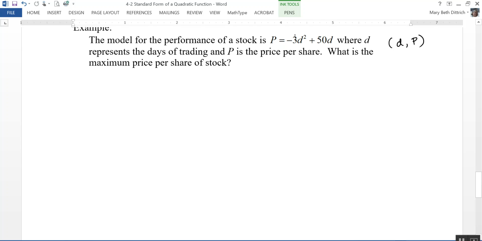Basically, because it starts with a negative, I know my graph is going to look something like this. It's going to be upside down, a parabola opening downwards. My vertex here is going to be the point d comma p, and I want to know what is the maximum price per share of stock. So I need to know what is P right there. So that's the vertex of this parabola.